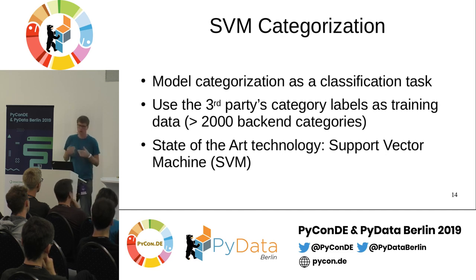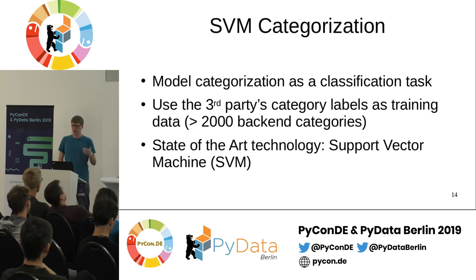So it's obvious that you can model this categorization as a classification task. We had more than 2,000 categories in our backend, and you need to predict these classes for each offer. So it's kind of obvious to use a state-of-the-art back then, a support vector machine. And the good thing is, we still have the third-party data from before. So we have labels for each offer. There's a category already there. So yay, so much training data. Pretty nice for a start.